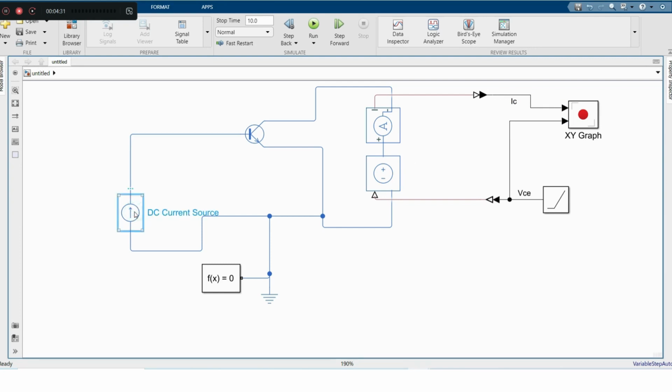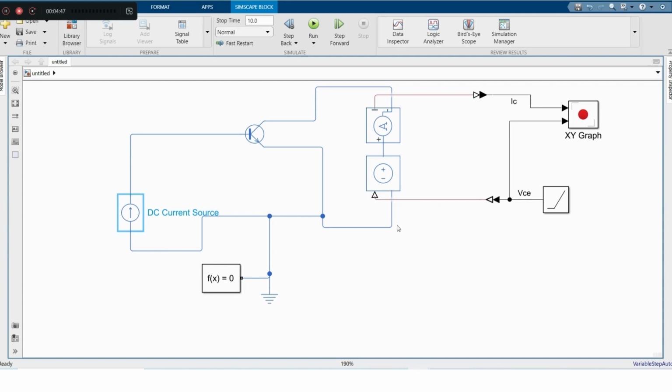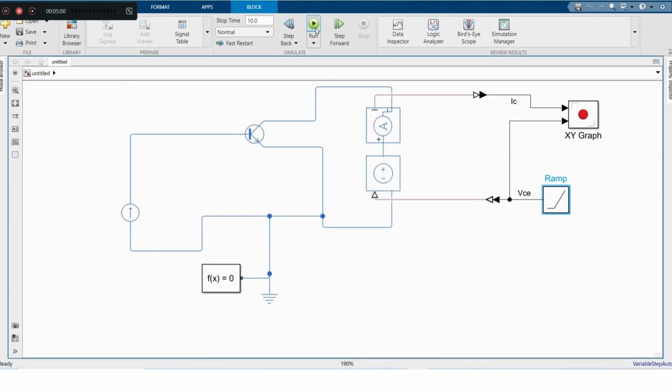Now we have to put in numerical values. I'm taking a constant current source of 0.06 ampere. Okay, and ramp function slope like 4, and initial output, I'm taking a negative value also. So okay, now I'm running this model. So our circuit is okay.